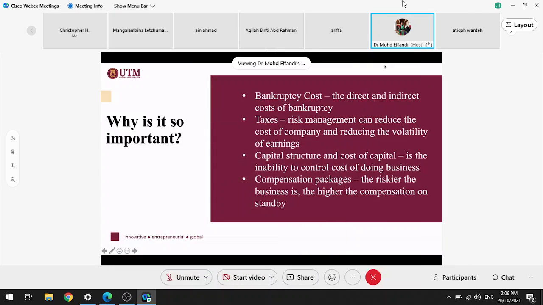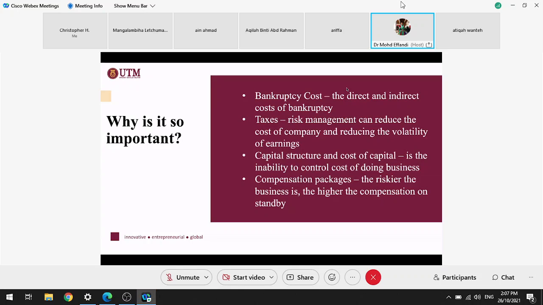Bankruptcy costs. If the company did not take any precaution in identifying and mitigating their risk, what will happen to the company is they go for bankruptcy. Bankruptcy means that the company is no longer able to sustain and continue with their businesses. So they're going to liquidate the company and file for bankruptcy.